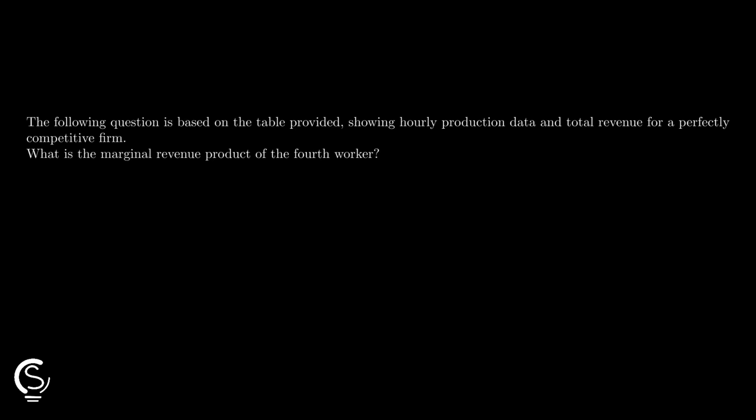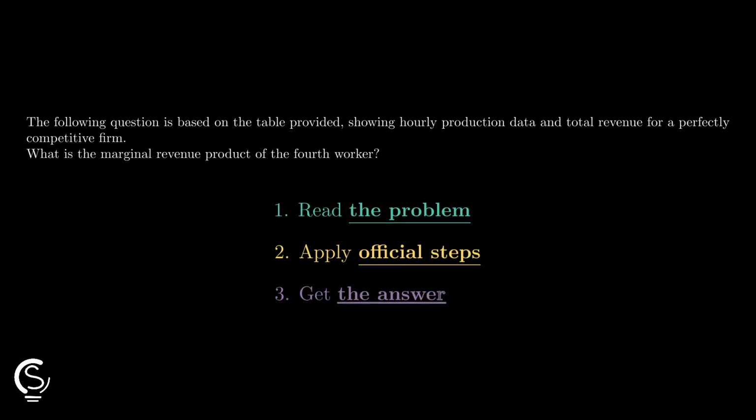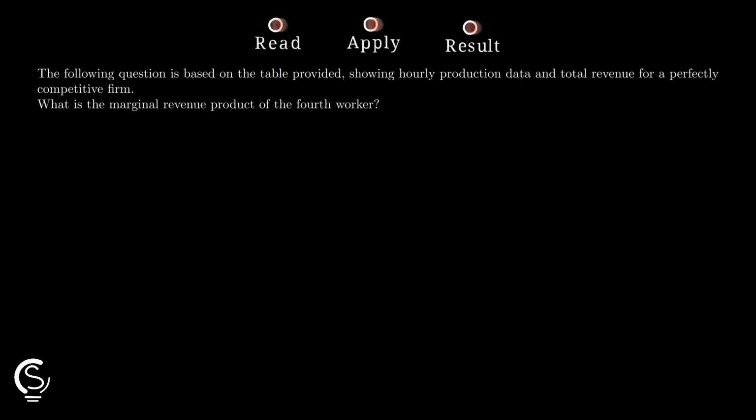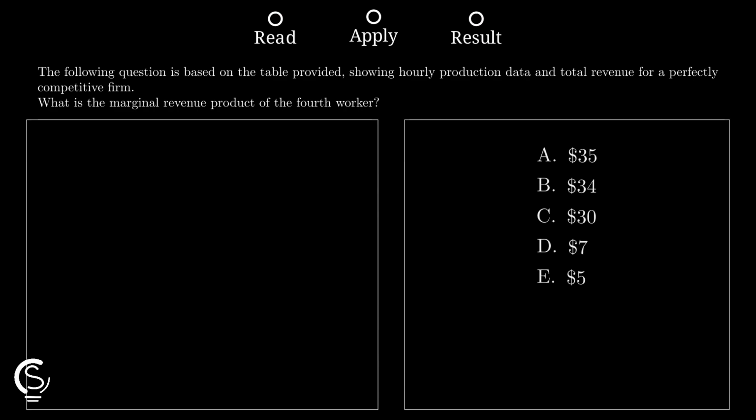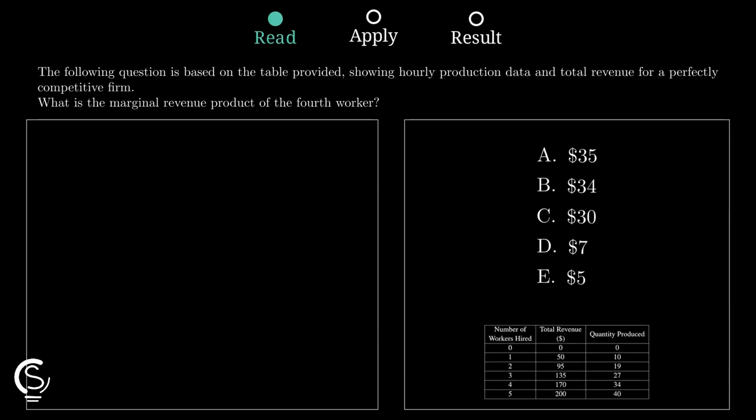Let's go! Marginal revenue product is easy to find if you follow these quick steps to analyze the table data for our perfectly competitive firm right now. Marginal revenue product is defined as the change in total revenue when you add one more worker. We need to calculate the difference in revenue between the third and fourth workers.